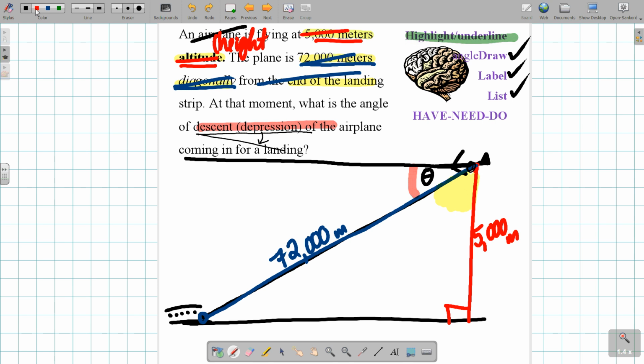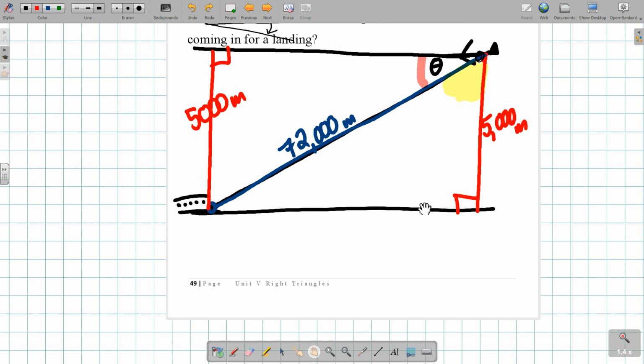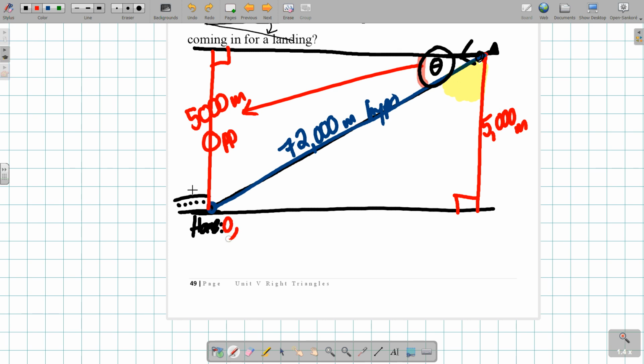So we're going to close this up. Notice we make a rectangle. Once you've accounted for everything, including what you're trying to find, now we do have, need, do. And we have the opposite and the hypo. We need the theta. So have opposite and hypo. Need your angle theta.